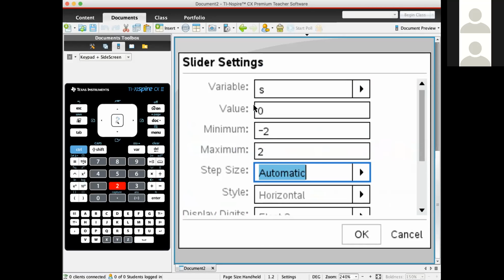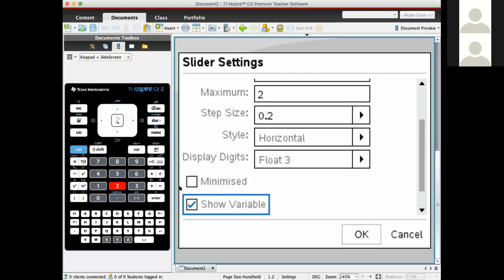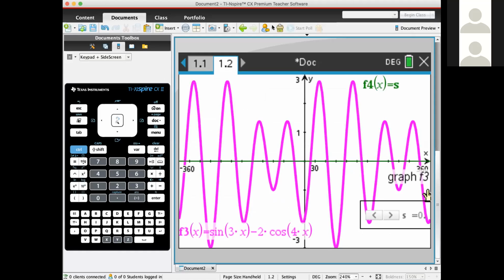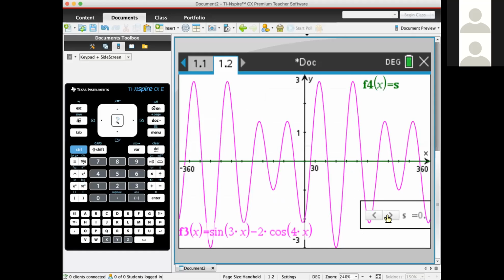This is where we need to be careful, okay? So you might want to keep changing this. So this time, let's make it 0.2 increments. Horizontal is good. Minimize, I like to show the minimize. And there you go. Is everyone happy how we got the slider? Whoever asked the questions, yeah? And that's how you work through the slider, okay?